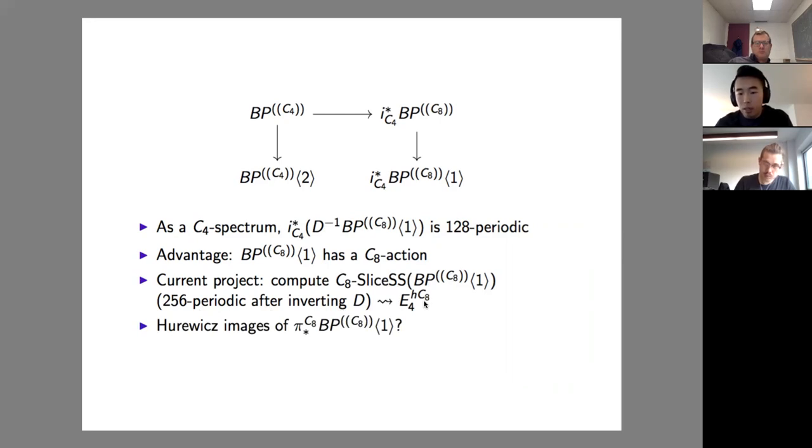And an interesting question to ask is: what are the Hurewicz images of the C8 fixed point of BPC8? We know all the Kervaire elements are detected, but are there any other interesting elements in the homotopy groups of spheres that are detected by this C8 fixed point?